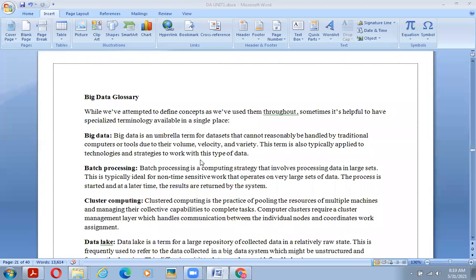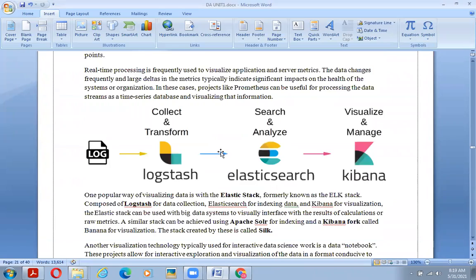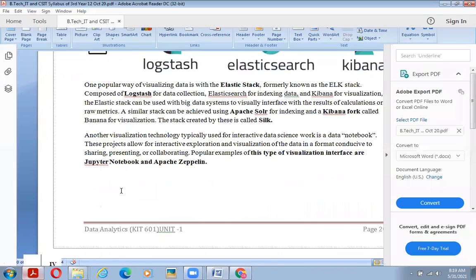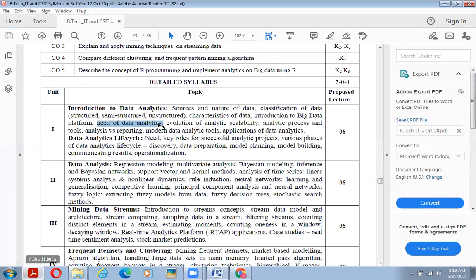Hello all. In the previous lecture, we went through a bit of introduction to the big data platform. In this lecture, we will understand the need for data analytics and a little bit of the evolution of analytics scalability. Then we will proceed to the analytic process and the tools as well.